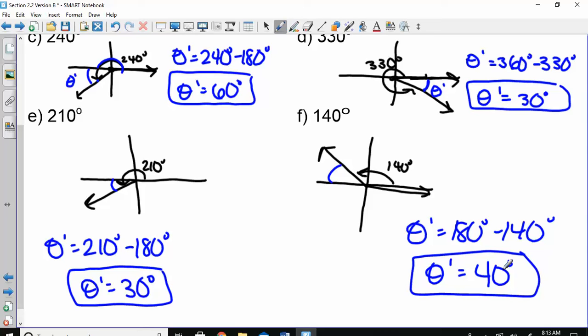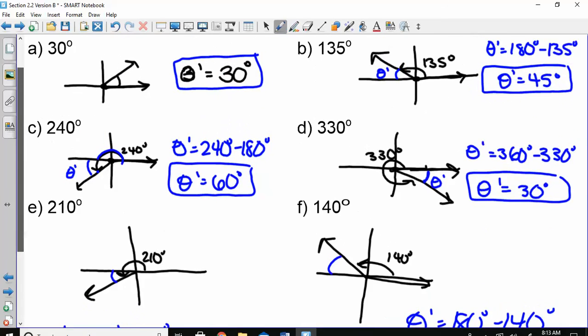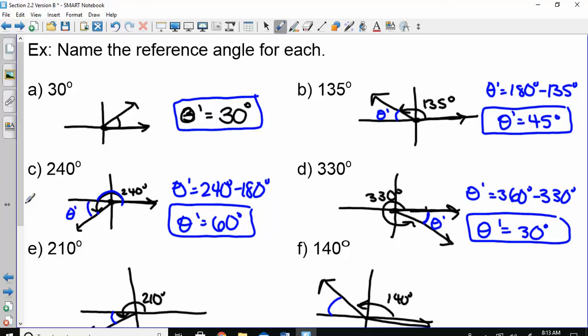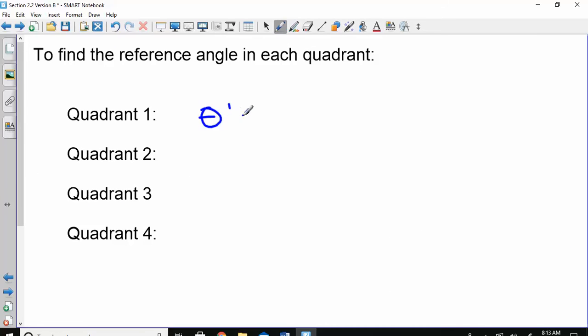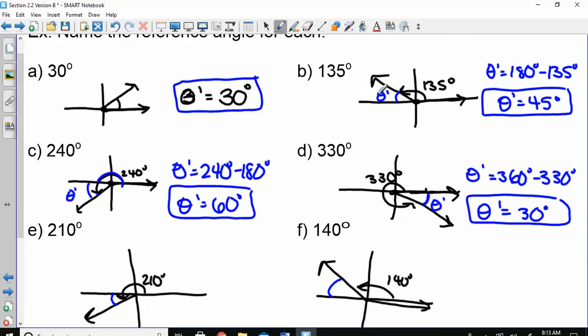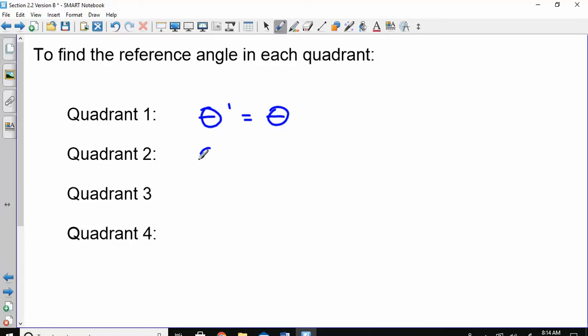All right, so really our strategy for finding the reference angle depended on which quadrant we were in. In the first quadrant, your angle was already between 0 and 90, so did we have to do anything? No. So in quadrant 1, the reference angle is the same as your regular angle. When we were in quadrant 2, so if we look at our examples, we are in quadrant 2 on example B and F. What did we do there? So in quadrant 2, your reference angle is 180 minus your regular angle.